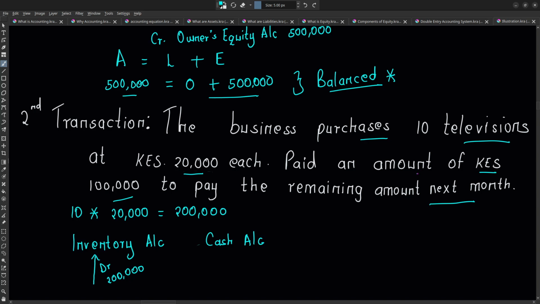They paid an amount of 100,000. This is basically money coming from the business bank account to the supplier of these televisions. So that is going to be a decrease to that cash account. And when you want to decrease a cash account, which is an asset account, you credit that account. Okay, and we're only going to credit 100,000 because that is the amount we paid out. Okay, so recall the total debits are usually equal to the total credits.